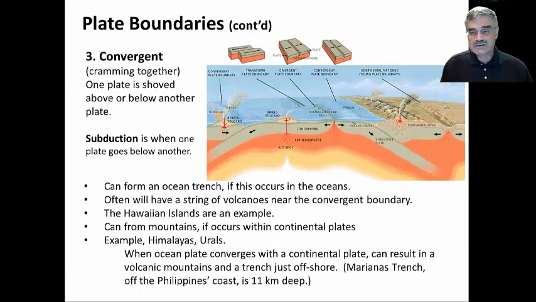Additionally, when an oceanic plate converges with a continental plate, this can result in a chain of volcanoes along this convergence, and sometimes also a large trench in the ocean near the convergence. An example of that would be the Marianas Trench, which is off the coast of the Philippines, which is the deepest trench on the globe.